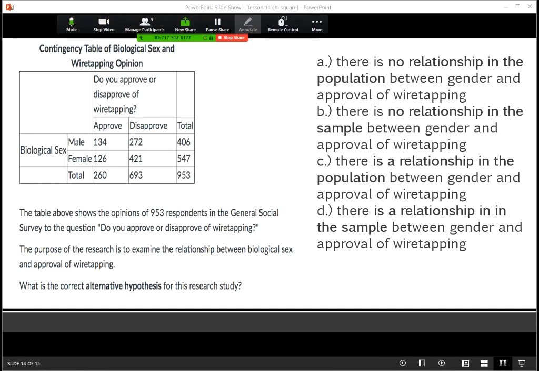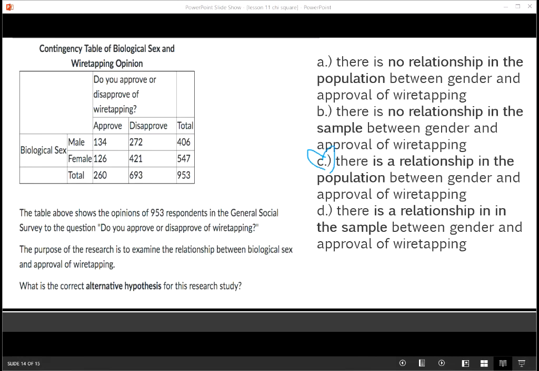Yay, good job. You guys definitely have a good hold on this. So yeah, our answer is C. Great job. So remember, first of all, what's the correct alternative hypothesis? Remember, our alternative hypothesis is always saying that there's some sort of change going on. And in this case, when we're talking about chi-squared, we're talking about there being a relationship. And if there is a relationship, then that means they are going to be dependent upon one another.